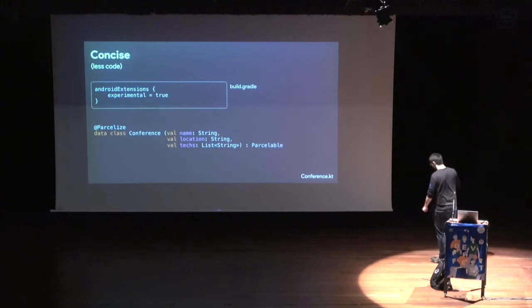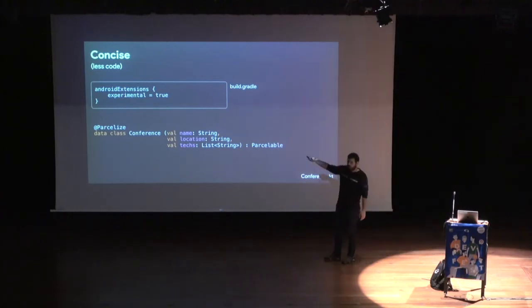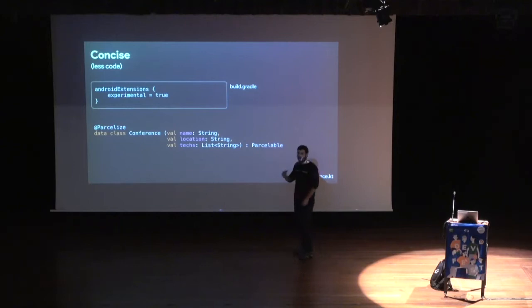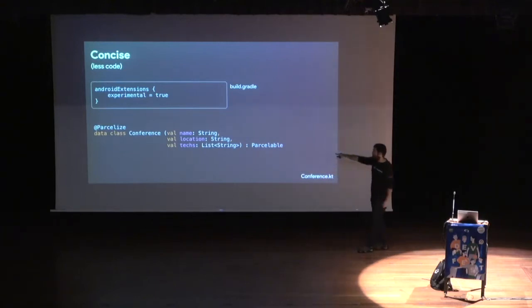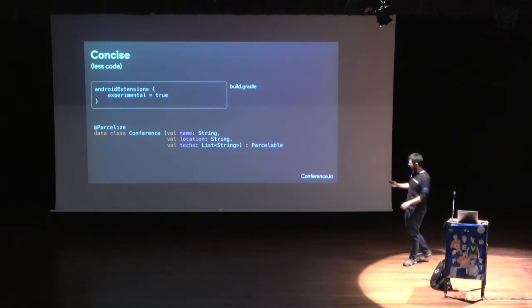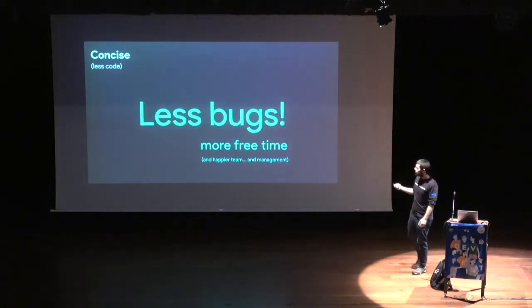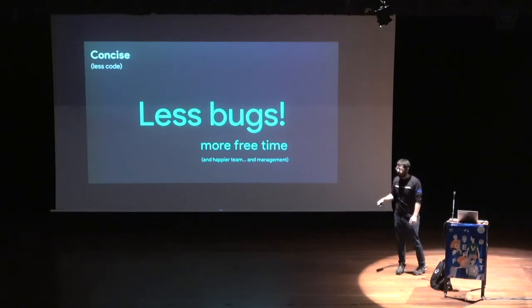Another cool thing is if you want to implement Parcelable on Kotlin, there is now something called Android extensions. It's still not on a final version, so you have to put experimental through, but it works really, really smoothly. You just need to add the annotation Parcelize, say that this class will extend Parcelable, and everything will be done by itself. You don't need to do anything. So less bugs, more free time, and a happier team and management.